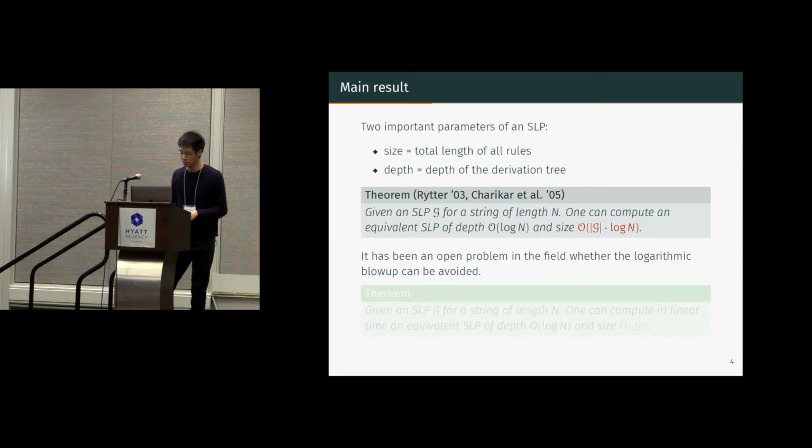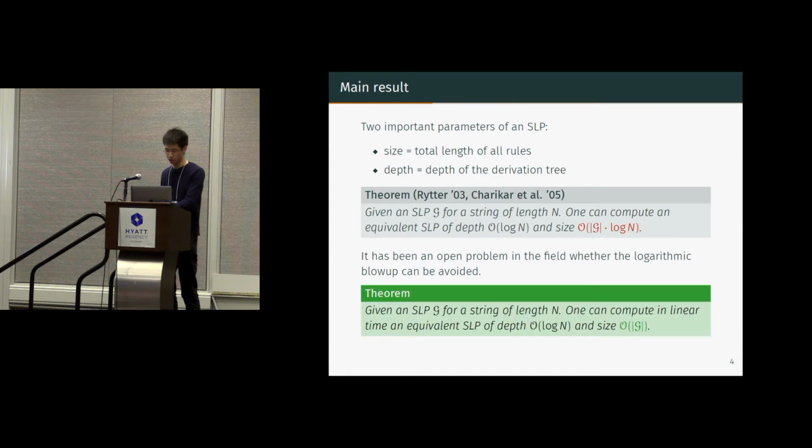And actually, it has been an open problem for quite a while in this field, whether this logarithmic blow-up in the size can be avoided. And so in this paper, we prove this in the positive. So the main theorem is, given an SLP for a string of length n, one can compute in linear time an equivalent SLP of logarithmic depth and size only blown up by a constant factor. So this is some kind of depth reduction or balancing theorem.